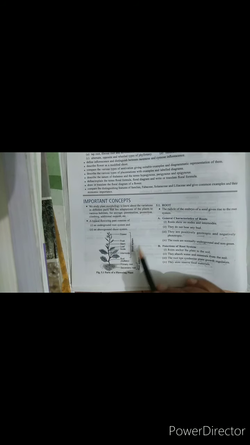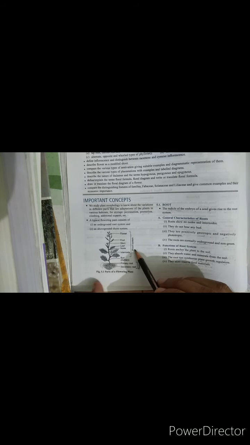A typical flowering plant consists of two parts, the underground part and the above the ground part. The underground part is known as the root system, and the above ground part is known as the shoot system. Now we study the root system. But first of all, we should know what a root is. Root is the part of the plant that develops from the radicle of the embryo of a seed.